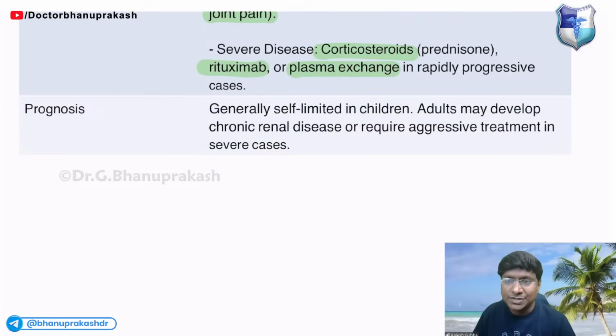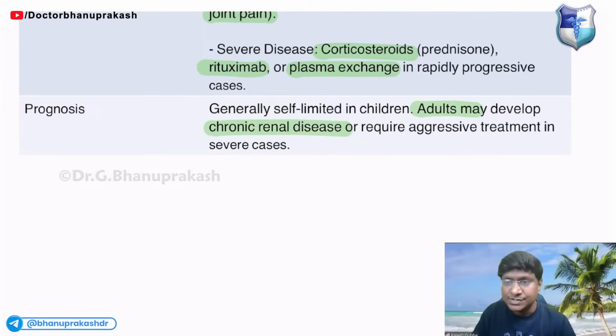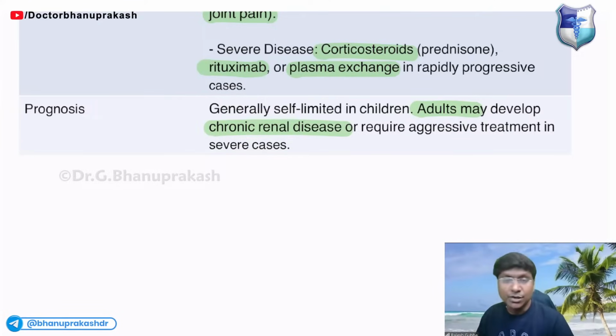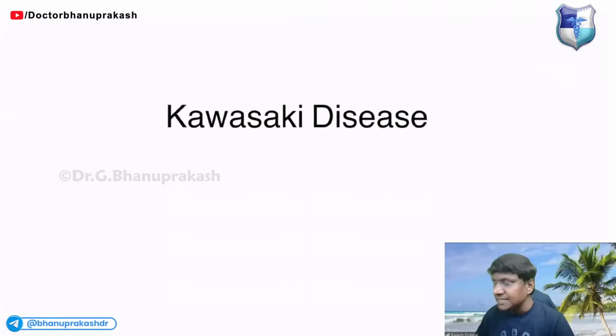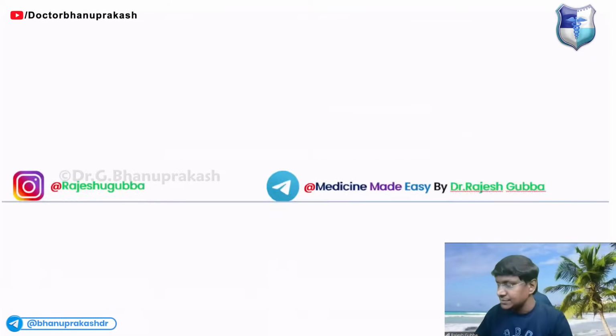And how will be the prognosis? It is generally self-limited in children, right? But adults may develop chronic renal disease. This is about your Heenan-Sjölin's purpura, which is nothing but your IgA vasculitis. And another important vasculitis is Kawasaki, which is a medium vessel vasculitis.